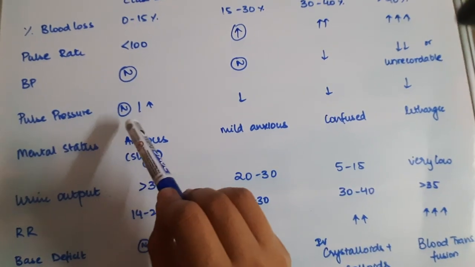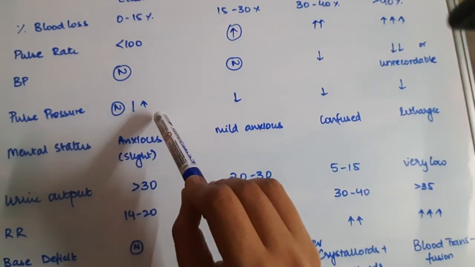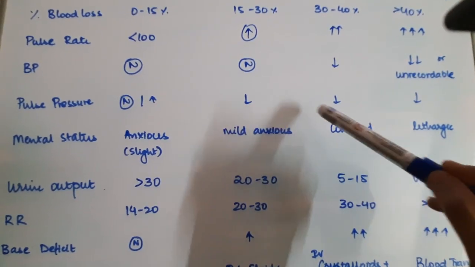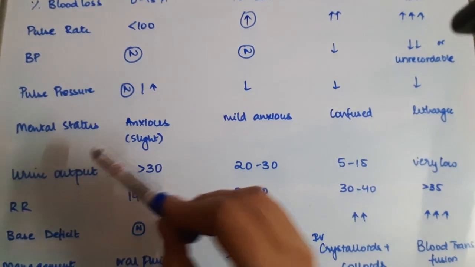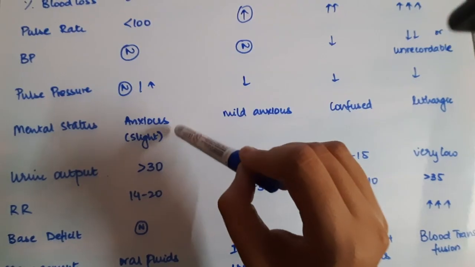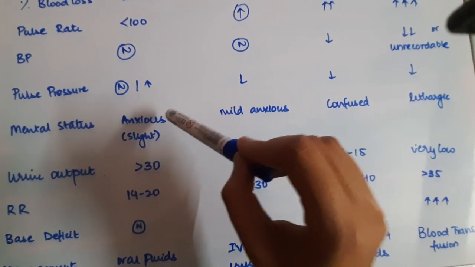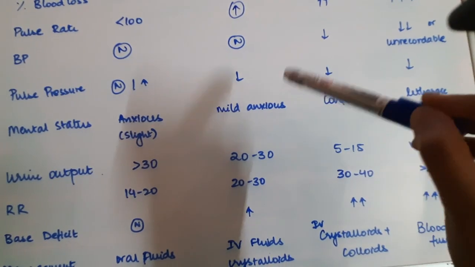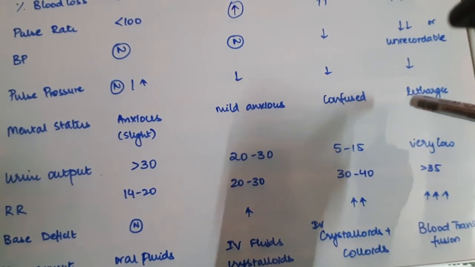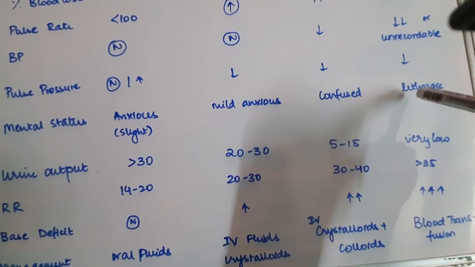The pulse pressure is more or less normal or might even be increased in class 1. It is decreased in class 2, 3 and 4. If we look at the mental status of the patient, they would be slightly anxious in class 1, mildly anxious in class 2. The patient will be confused in class 3 and lethargic or unresponsive in class 4.